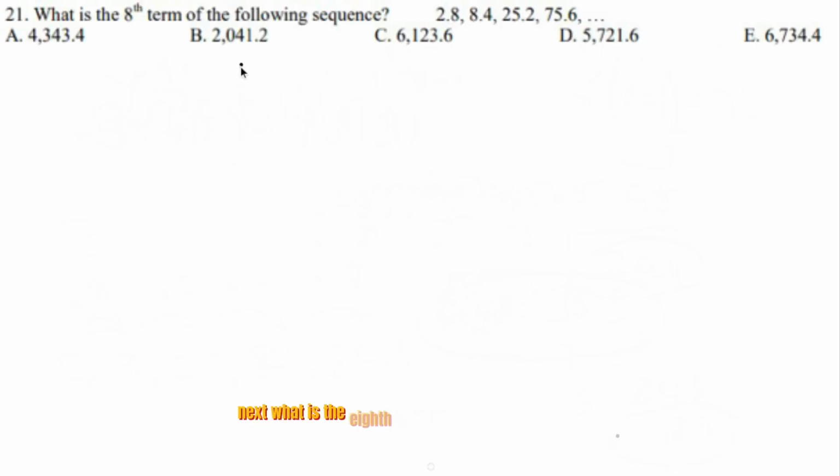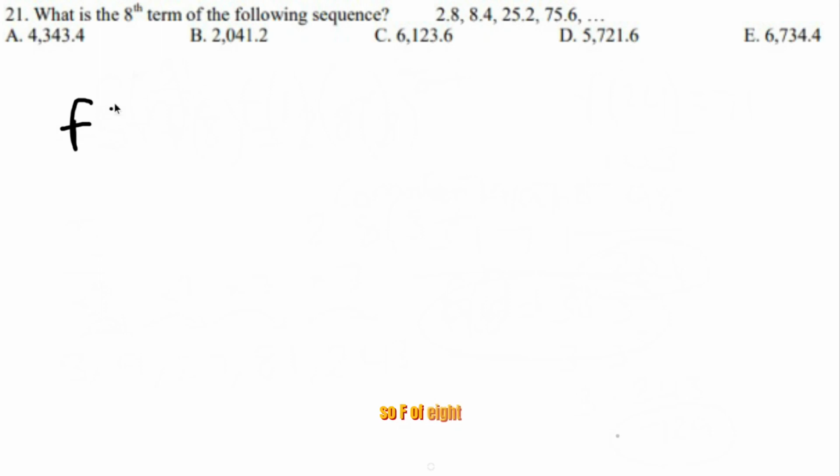Next, what is the 8th term of the following sequence? 2.8, 8.4, 25.2, and 75.6. Alright, so just by looking at the sequence, we can see it's a geometric sequence because each number is 3 times the last number. For example, 8.4 is 3 times 2.8, 25.2 is 3 times 8.4, and 75.6 is 3 times 25.2. Alright, so we know it's geometric, so let's solve for the 8th term using the geometric sequence formula.